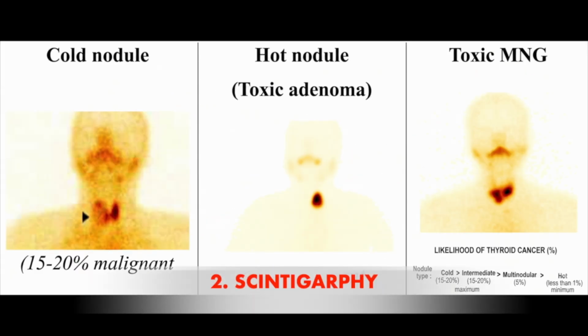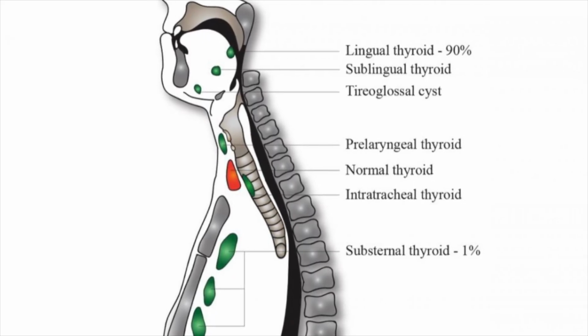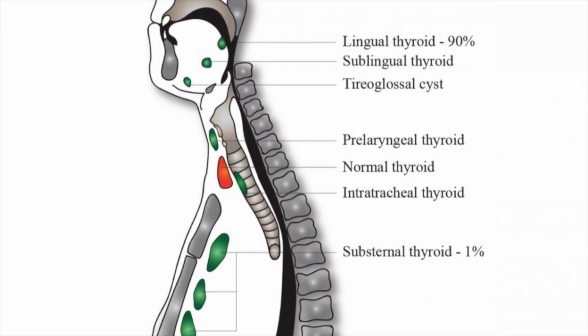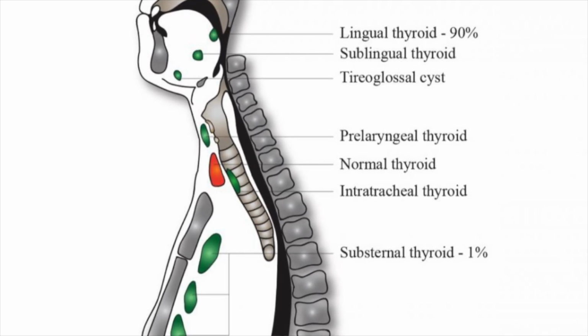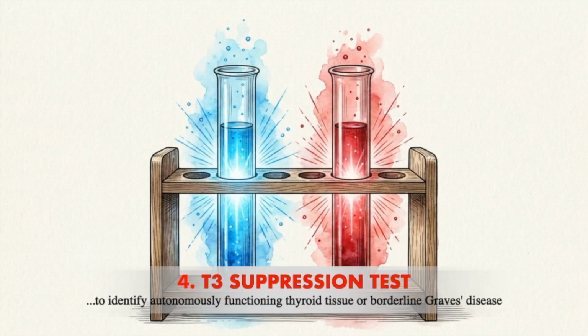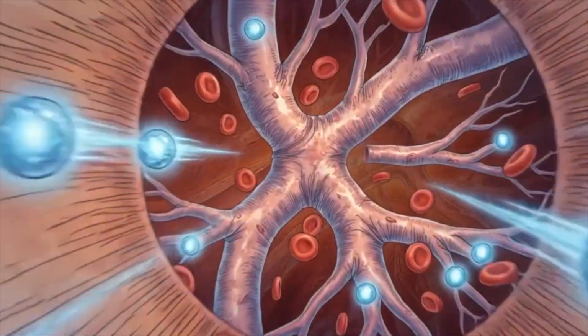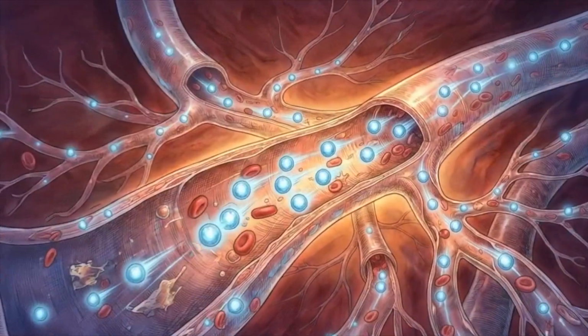Scintigraphy provides a visual map of this function. Hyperfunctioning hot nodules are autonomous and rarely malignant. Hypofunctioning cold nodules carry a higher risk of malignancy and require further evaluation. Scintigraphy also helps locate ectopic thyroid tissue, such as lingual thyroids at the base of the tongue or substernal goiters extending into the chest. For deeper mapping, the potassium perchlorate discharge test identifies congenital organification defects, while the T3 suppression test helps pinpoint autonomous tissue or borderline Graves' disease. Dynamic functional testing maps these physiological pathways in real time, yielding metabolic information that static anatomical imaging cannot capture.